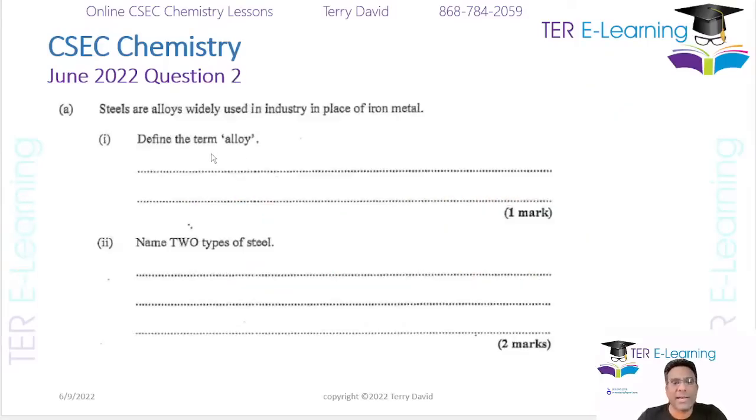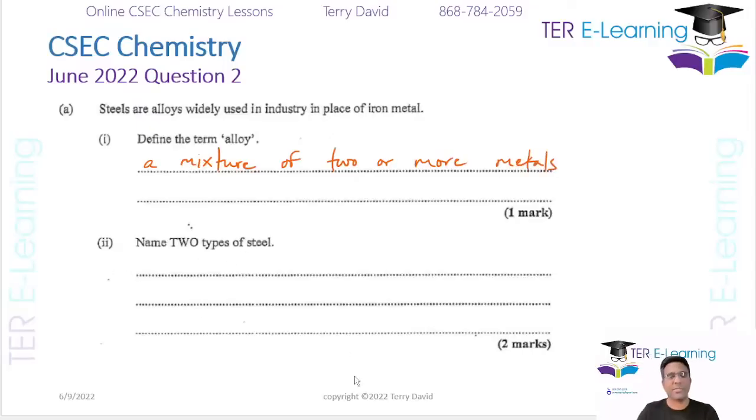All right, let's look at question 2 now. Steels are alloys widely used in the industry in place of iron metal. Define the term alloy. Well, this is straightforward. An alloy is basically a mixture of 2 or more metals. 2 or more metals. That's it for 1 mark. Nothing fancy there.